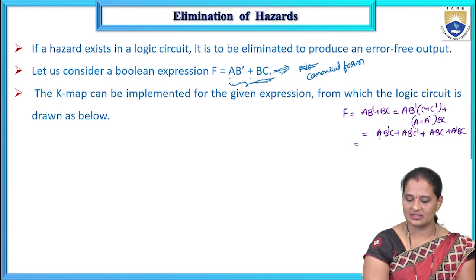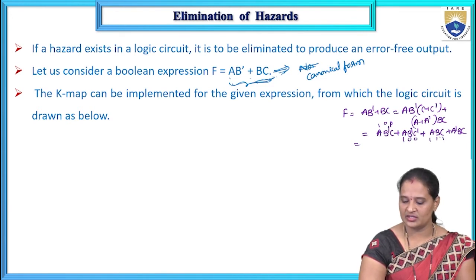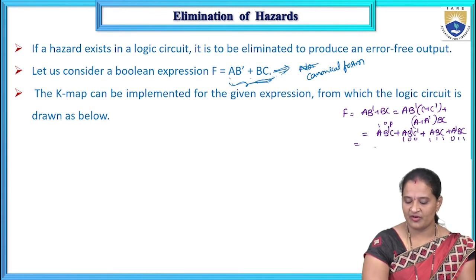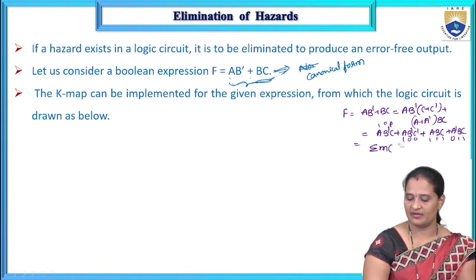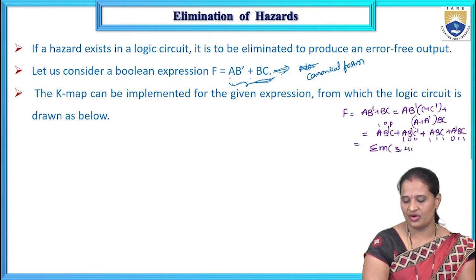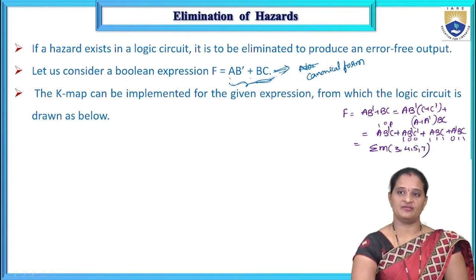So what does this represent? This represents 1 0 1, and this is 1 0 0, this is 1 1 1, and this one is 0 1 1. So this is minterm 5. I can write this as summation m of 3, 4, 5, 7.